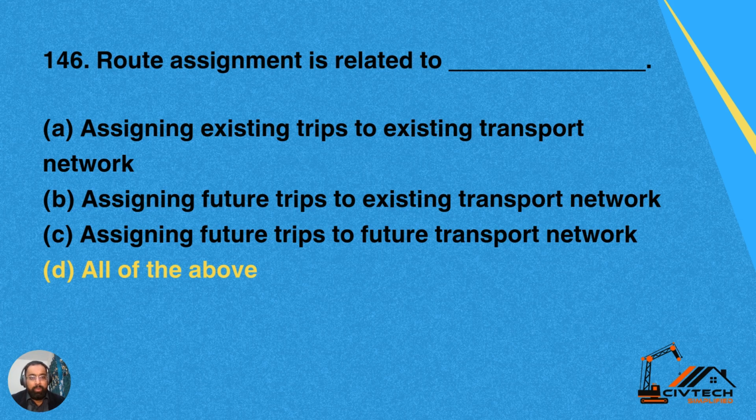146. Route assignment is related to dash. Option A, assigning existing trips to existing transport network. Option B, assigning future trips to existing transport network. Option C, assigning future trips to future transport networks. Option D, all of the above. So D is the correct answer, which is all of the above. Route assignment is related to assigning existing trips to the existing transport network, assigning future trips to the existing network, and assigning future trips to the future network. All these are the correct answers.